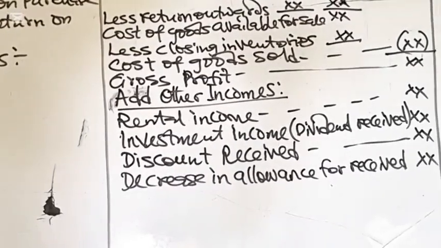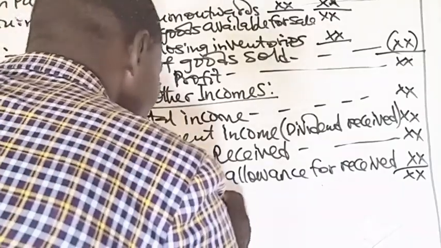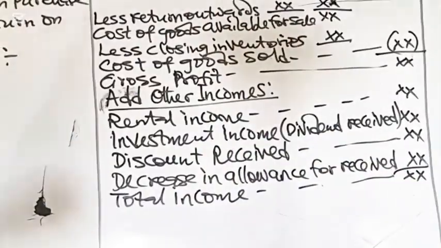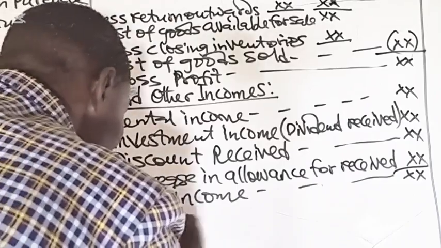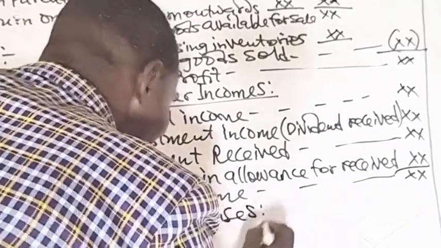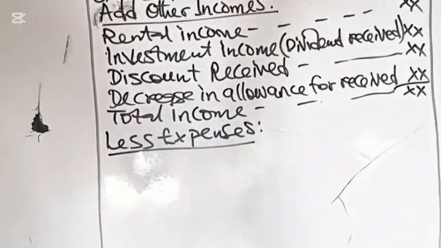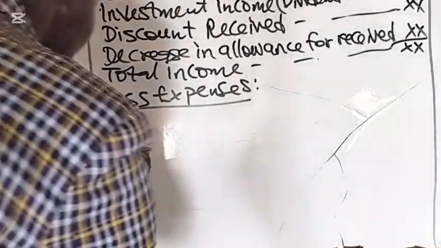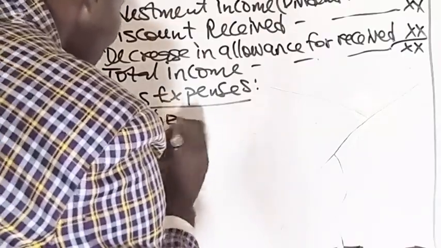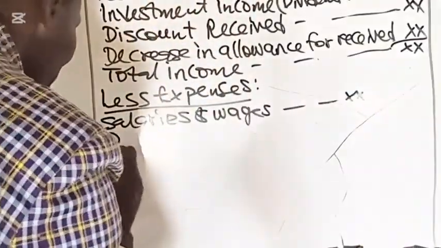After summing up all this income, then you now less your expenses. So you have the total income, after all this has been added to your gross profit. After this total income, you now less expenses. There are varieties of expenses that may be incurred by the business. So all the expenses, you might have salaries and wages, rent and rates.